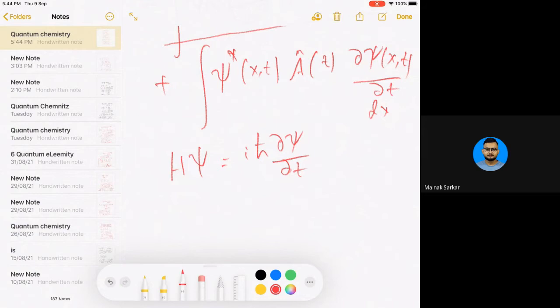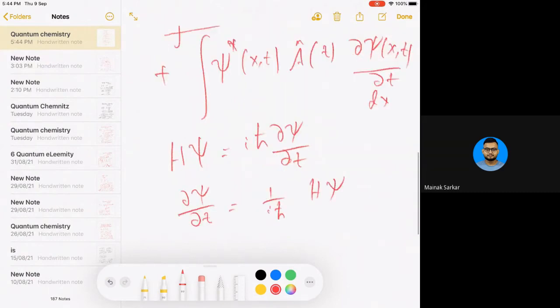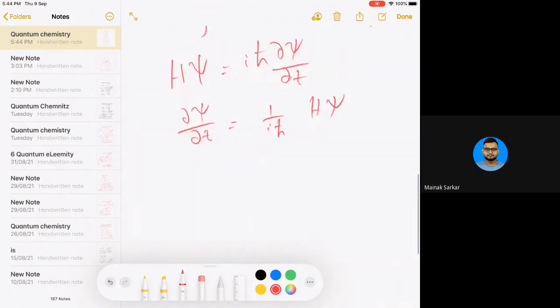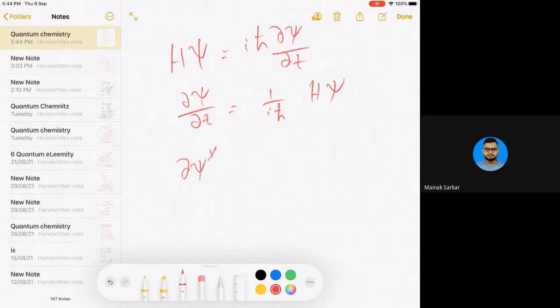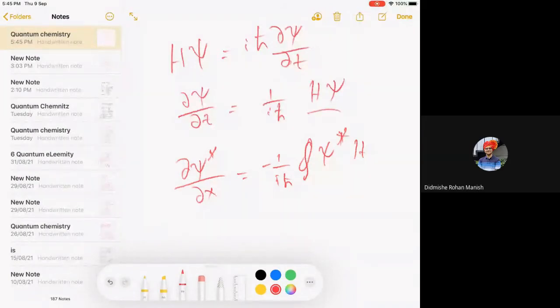So I can now write del psi del t as 1 over i h cross H psi. Correct. And I can write del psi star del t, which is a complex conjugate, as minus 1 over i h cross psi star H. Note that this will be now conjugate. It is in reverse order. So I take psi star and then Hamiltonian. So it should be t, right? Yeah, t is there. I mean del psi star. Sorry. So it is just psi star H.